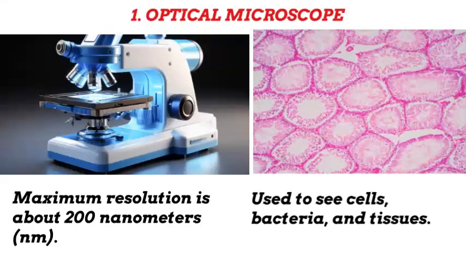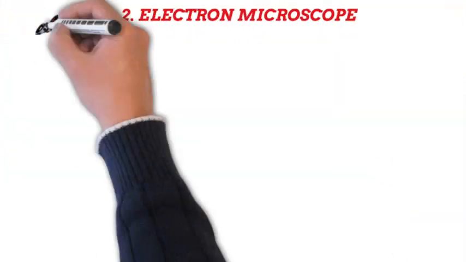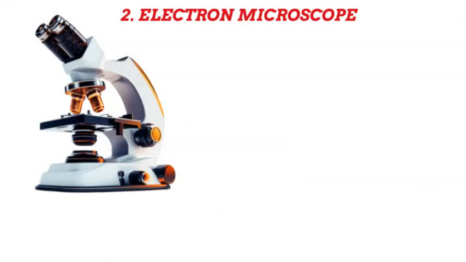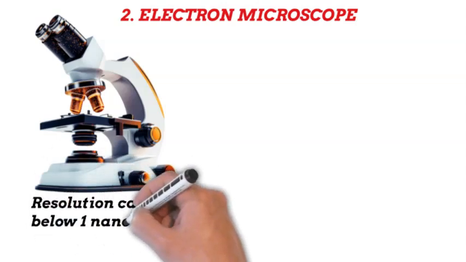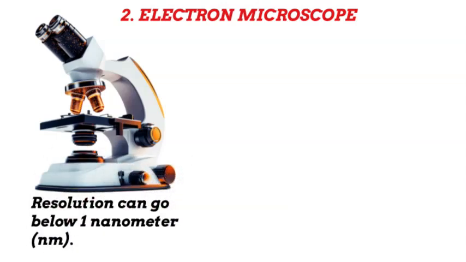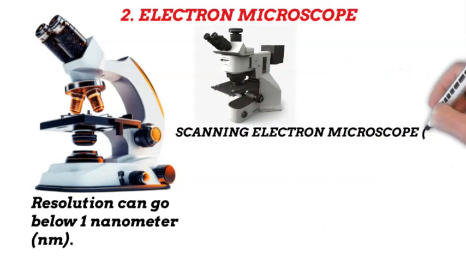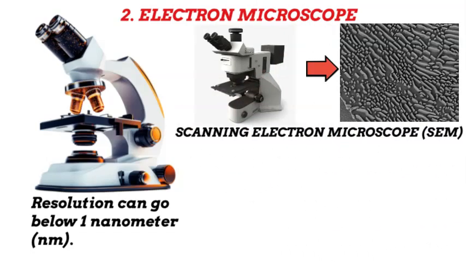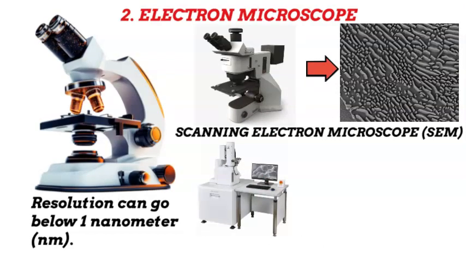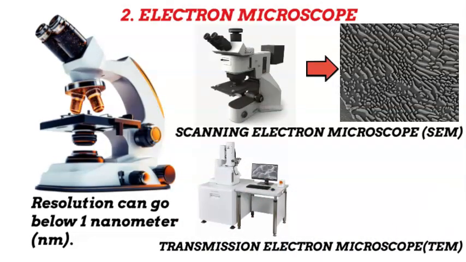Second, the electron microscope. It uses a beam of electrons instead of light. Resolution can go below 1 nanometer. There are two types of electron microscopes. Scanning electron microscope, SEM, which shows surface structure. Transmission electron microscope, TEM, which shows internal structure.